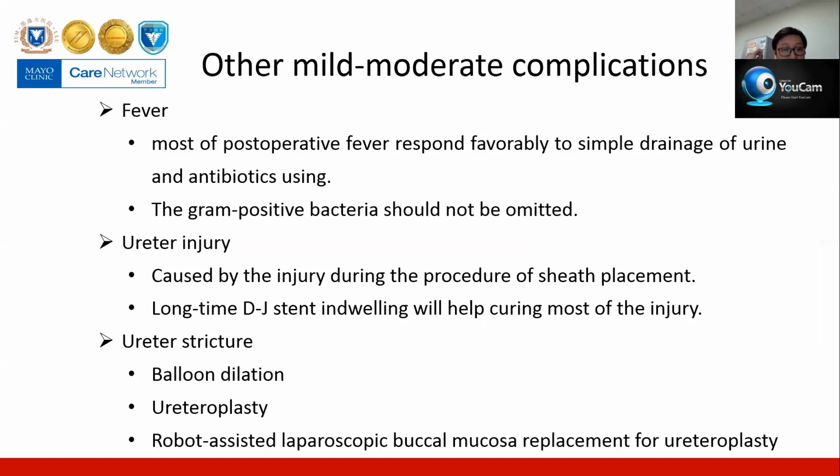For the ureter stricture, I think usually we use balloon dilation. It's a regular therapy, and then we place one double J stent or two double J stents. And if the dilation cannot cure the ureter stricture, ureteroplasty should be used for the patient. And in our center, we have developed the robotic-assisted laparoscopic dual buccal mucosa replacement for the ureteroplasty.